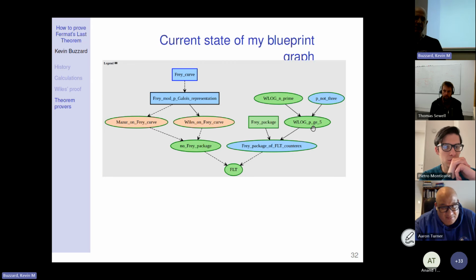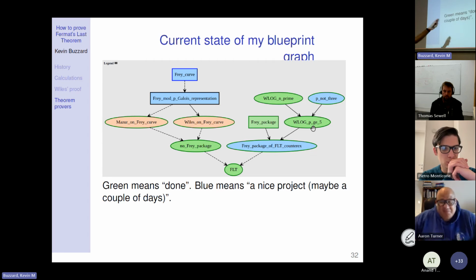So for the Cambridge people, you should now see a much smaller blueprint with some orange in. So my blueprint, the coloring system has got this new orange thing. So green means done, and blue means a nice project that you could do. But now I've got this problem. I've got this thing. Is this number field big or small? Well, Mazur says it must be big, and Wiles says it must be small. So that contradicts the Frey curve thing.